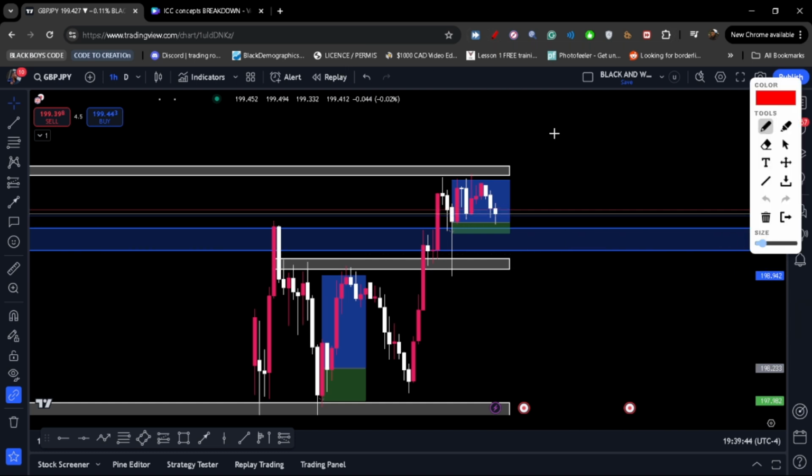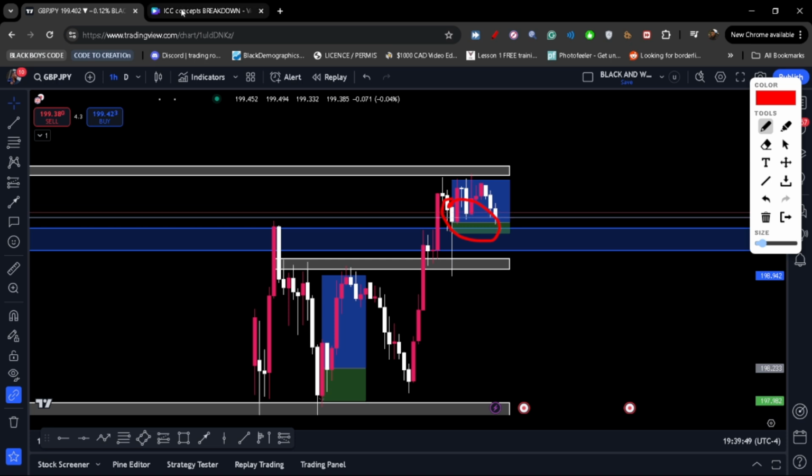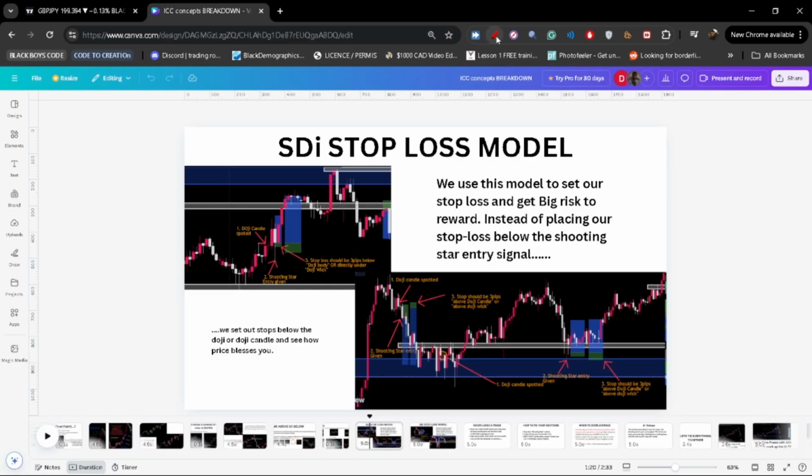So in today's video, guys, I'm going to be breaking down this specific entry model right here that is basically easier than the ICT concepts. And this model is called the SDI stop loss model.